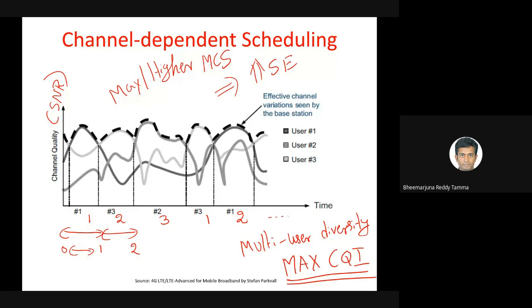So here, if you look, the time intervals are not the same, but in a typical case, what you do is like in a TDMA, one third of the time, one third of the time, one third of the time. So that means what you are having is the time fairness.